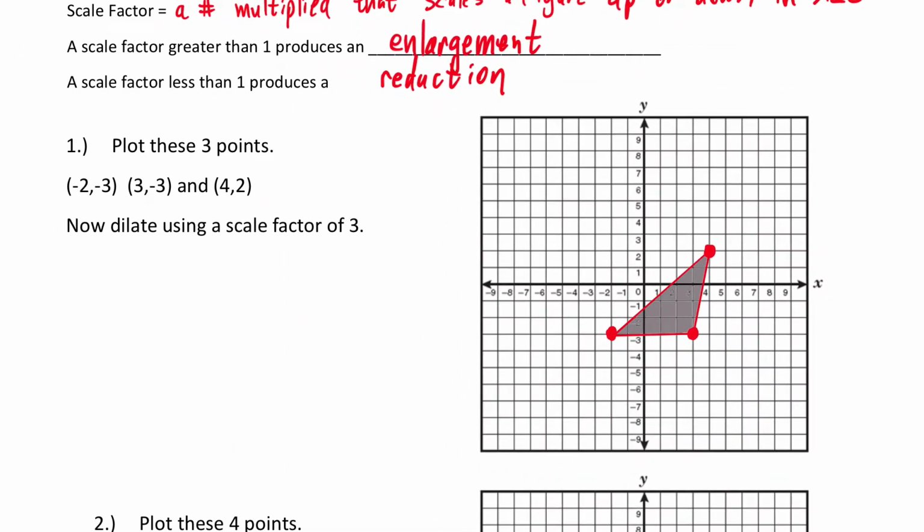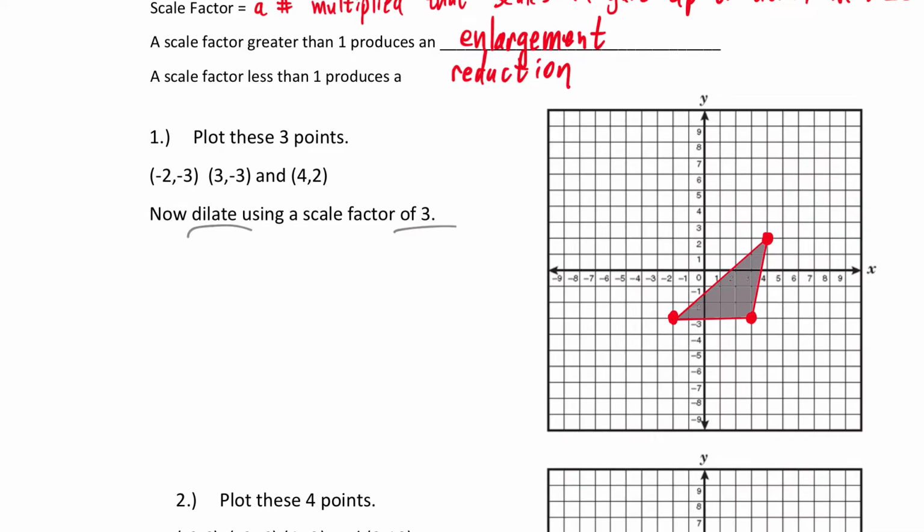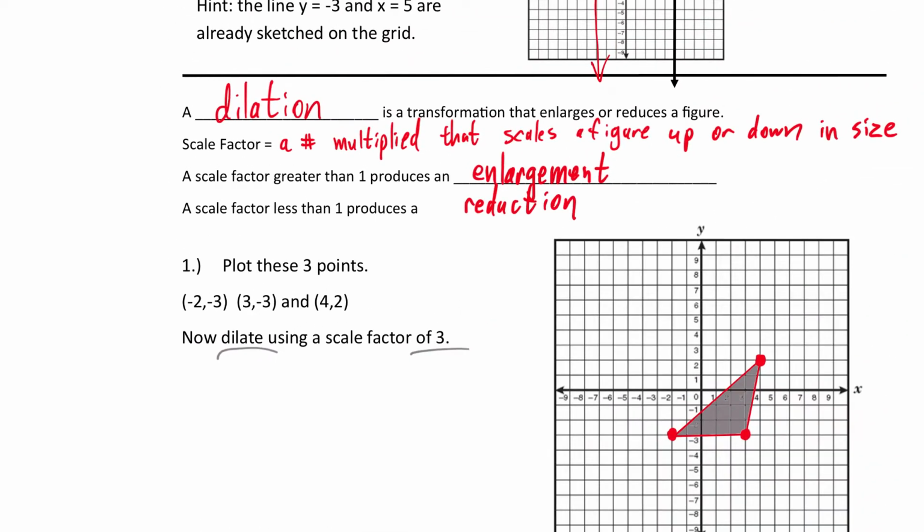Now, the transformation we are going to do on this is a dilation using a scale factor of 3. So the way this works is very easy. When you do a dilation, you just multiply every coordinate by that scale factor, okay? I mean, again, that's what a scale factor is. It's a number multiplied that scales it up or down. So since this is a scale factor of 3, is this going to make it bigger or smaller? It's going to make it bigger, obviously.